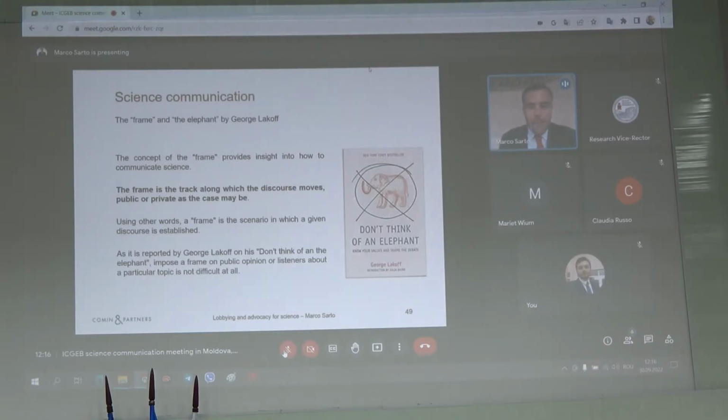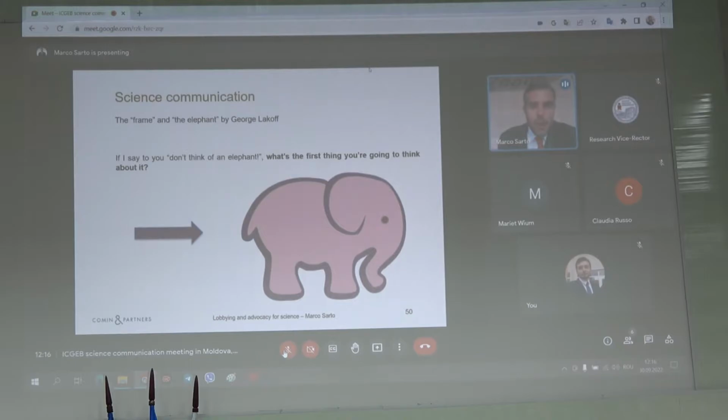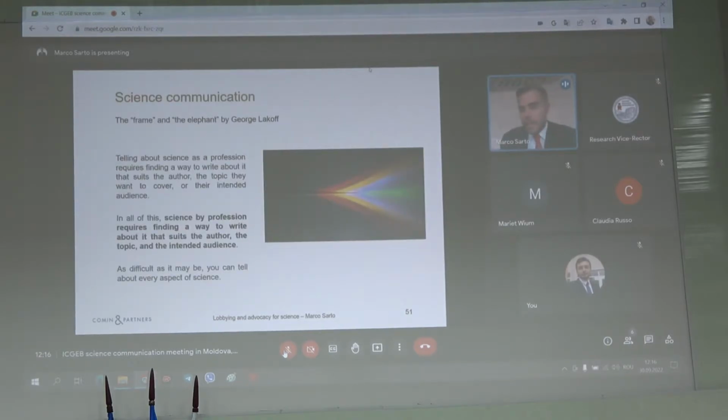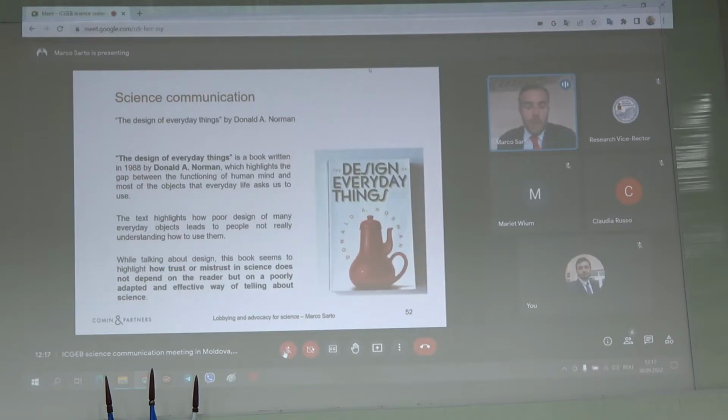If I say, for example, don't think of an elephant, what's the first thing you're going to think about? For sure, I'm going to think about an elephant. So it's quite easy to tell media, civil society, and opinion leaders what we are talking about, and we can talk about everything in science if we are able to choose the right words, the better way to communicate with others. So telling about science is a kind of exercise that requires using words that suit the author, the topic, and the intended audience. It's important to understand who I am talking to.